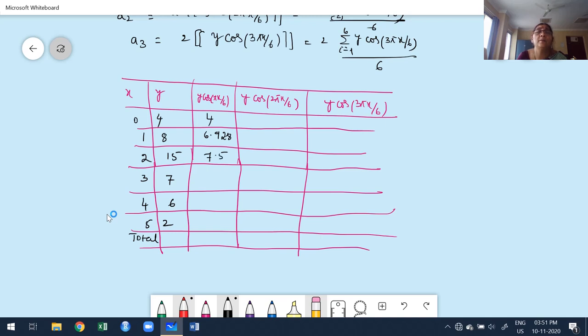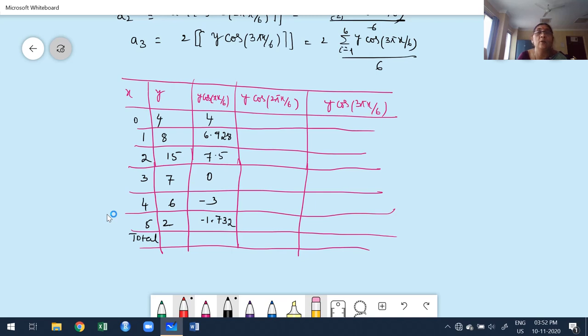Next, cos of 3π by 6 means cos of π by 2. Cos of π by 2 is 0, 0 into 7 is 0. Cos of 4π by 6 means cos of 2π by 3 into 6, what we get is minus 3. And next put x is equal to 5. Cos of 5π by 6 into y is 2, what we get is minus 1.732. Take the total of this.